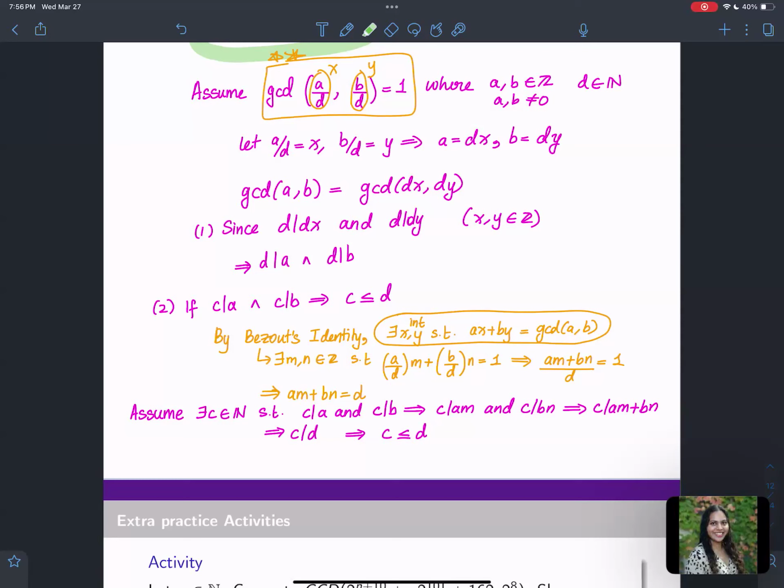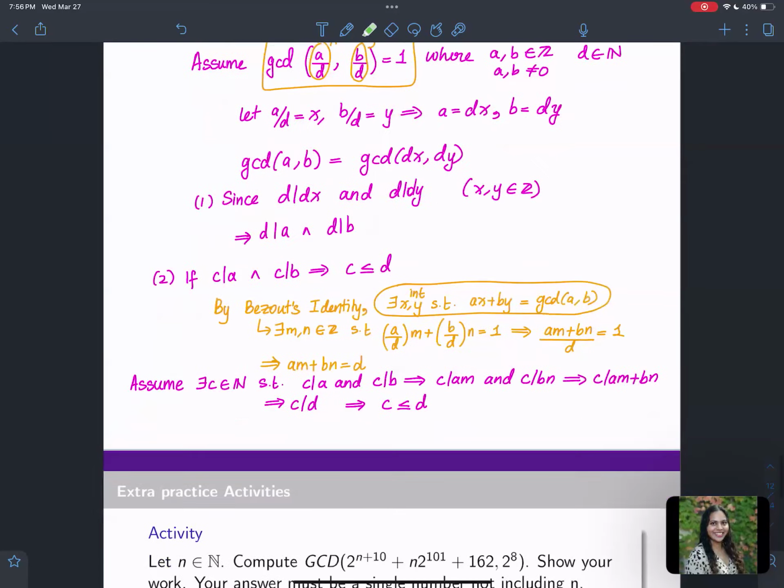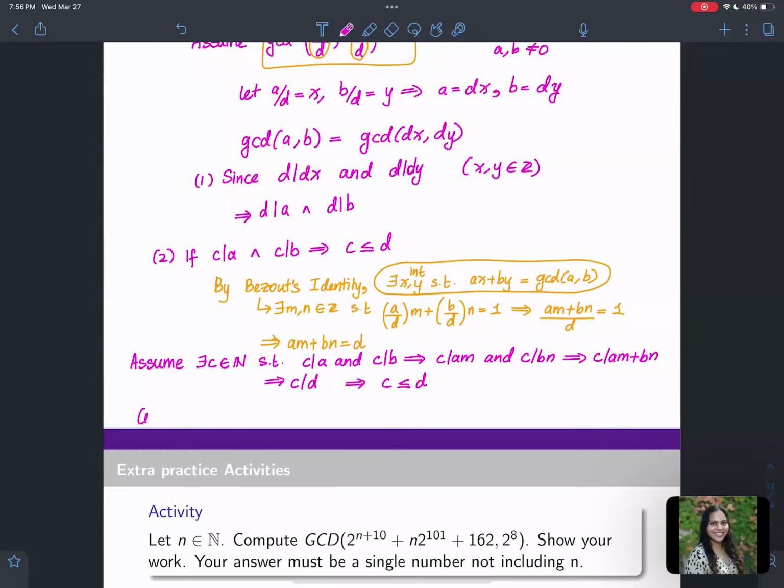So now you have number 1 saying D is a common divisor, and number 2 saying if there's another common divisor, it's less than or equal to D. Combining 1 and 2 is the definition of GCD. So D is the GCD of A and B.